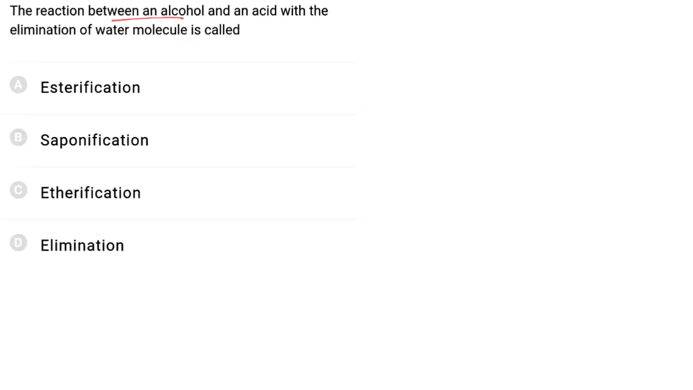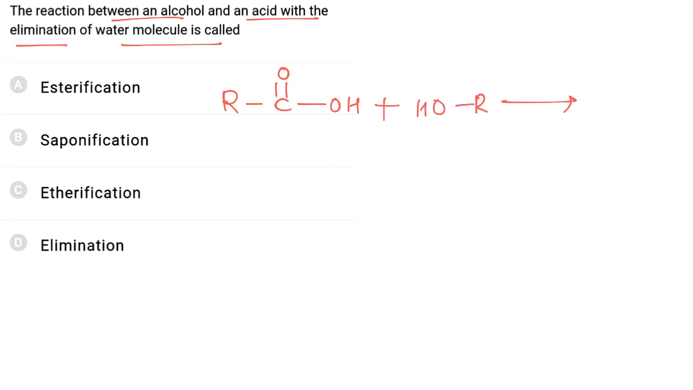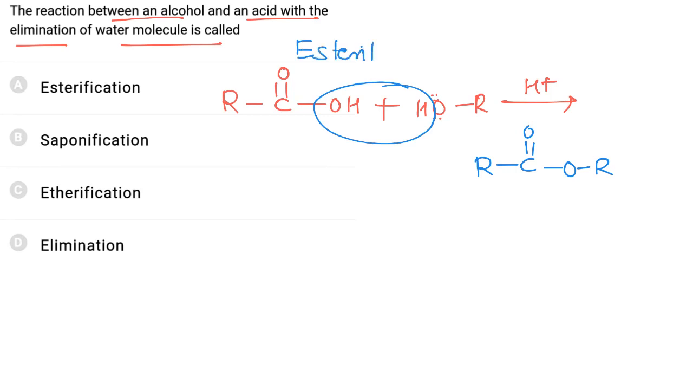The reaction between alcohol and acid with the elimination of water molecule is called. So when carboxylic acid is treated with alcohol under acidic medium, this alcohol acts as nucleophile and acid acts as electrophile. Overall water molecule is eliminated, and after removal of water molecule it will be converted to ester. Since ester is formed in the reaction, this reaction is called esterification, and so correct answer is A.